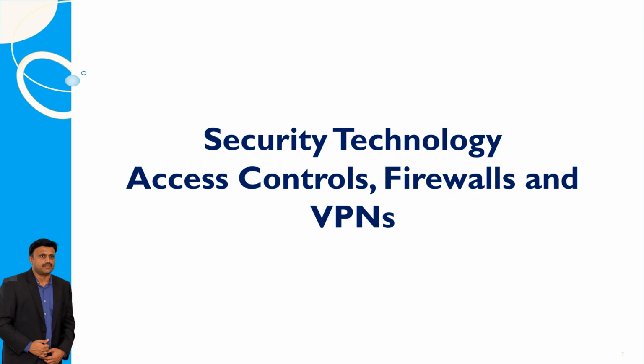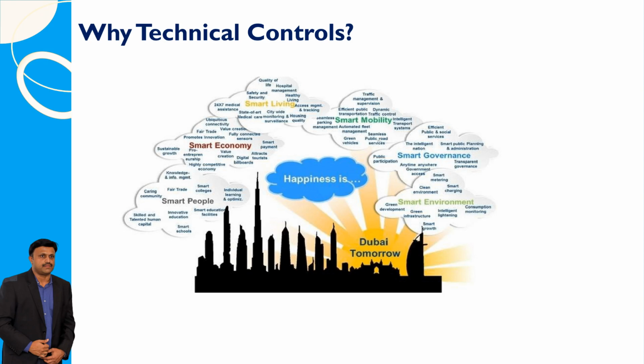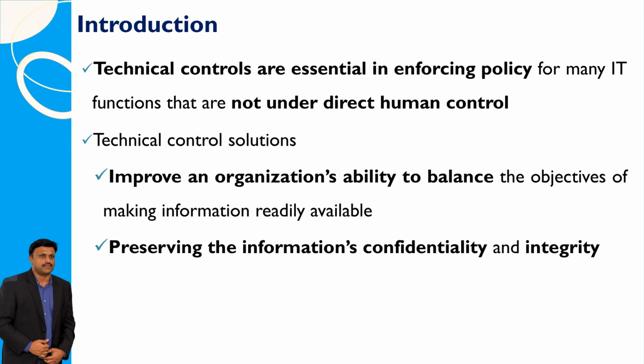Security technology, access controls, firewalls and VPNs. Technical controls utilize technology to mitigate vulnerabilities, encompassing various examples such as encryption, antivirus software, intrusion detection systems and firewalls. Technical controls play a crucial role in enforcing policies for IT functions not directly managed by humans, enhancing an organization's capacity to balance objectives such as ensuring information availability while safeguarding its confidentiality and integrity.